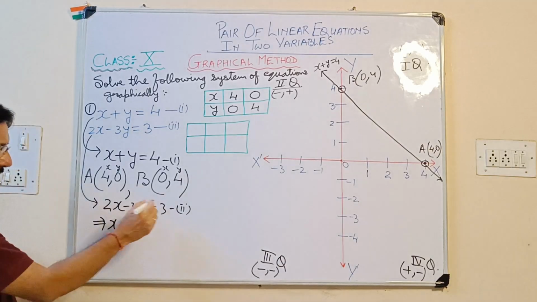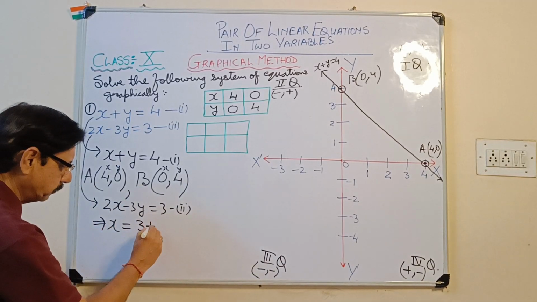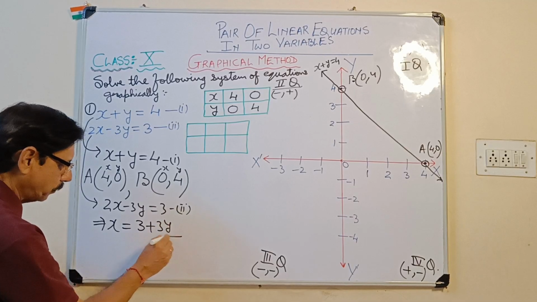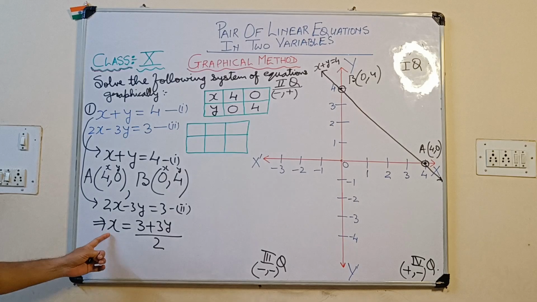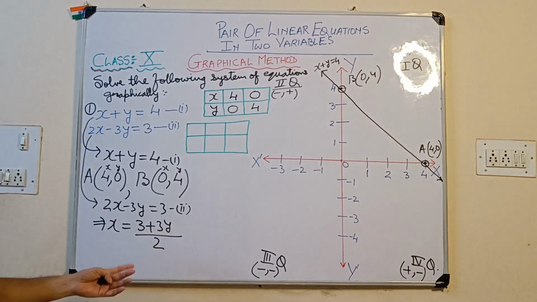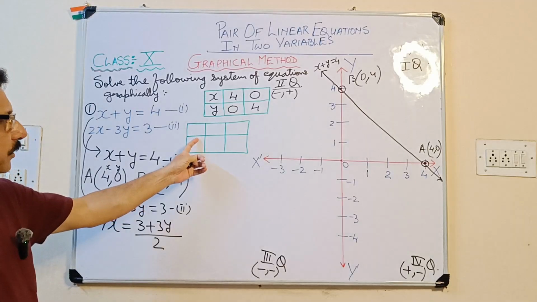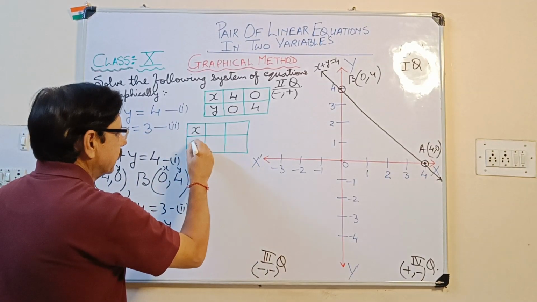So you know how to solve the equation. We will transpose that side, so x equals (3 + 3y) upon 2. I am solving it in x and I will put the values in y. Two different values of y you can put and you will get the second table. So this is x and this is y.